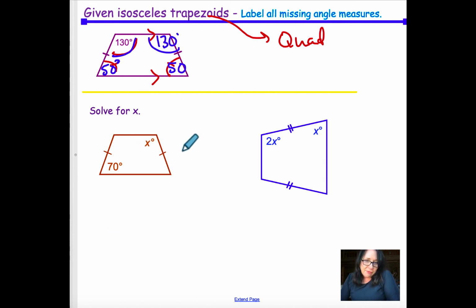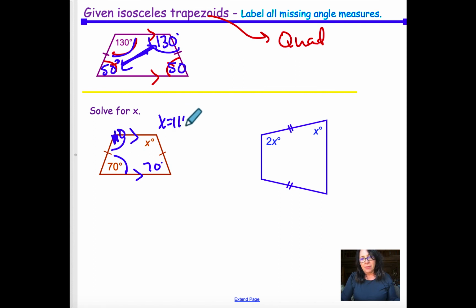So again, we have two more isosceles triangles. Notice that opposite angles are not the same because it's not a parallelogram. They're only the same if it's a parallelogram, which it is not. It's a quadrilateral, but not a parallelogram. But what you do know is that that's 70 and that's 70. And you also know that these two angles, because these lines are parallel, are supplementary, which means that's going to be 110, and then that means x is going to be 110 right here.